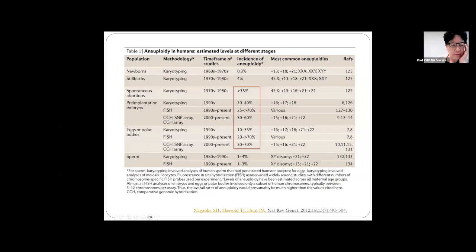When it's a pre-implantation embryo, in the 90s it is 20 to 40%. A lot of them are trisomy 16, 17, and 18. And when they're using FISH to measure them, from 1990 to 2012, it is 25 to 70%. When they start using array and SNP arrays, from 2000 to now, the abnormality is 30 to 60%.